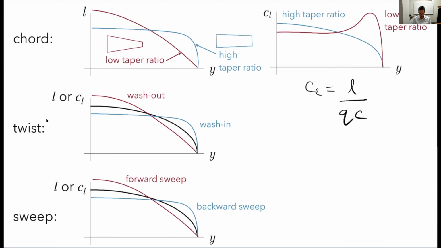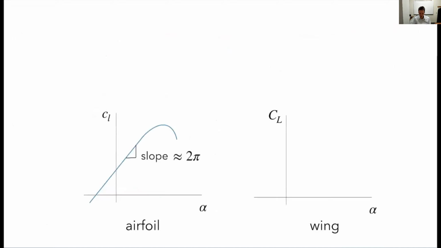Sweep will have a similar effect here, where if I sweep back, that's the normal way we usually see sweep, it actually loads up my tips, whereas if I swept forward, it has the effect of washout. I lose lift at the tips. Okay, so you're going to have to think about this a bit. I'm going to come back to this in one sec to maybe try and consolidate these things, but I want to throw this in here before I forget.